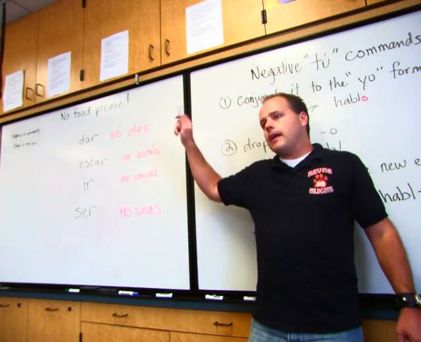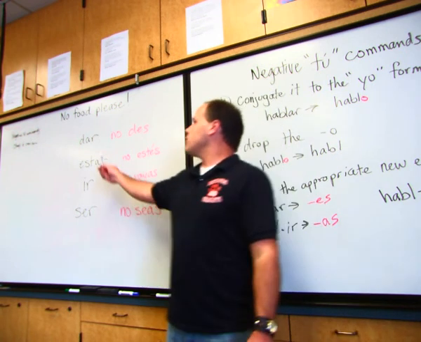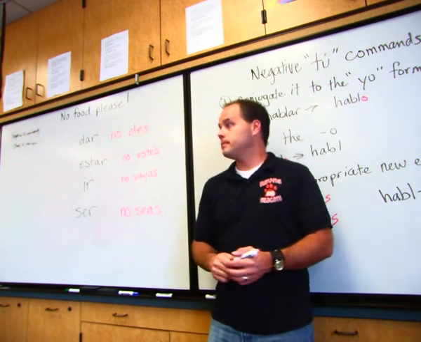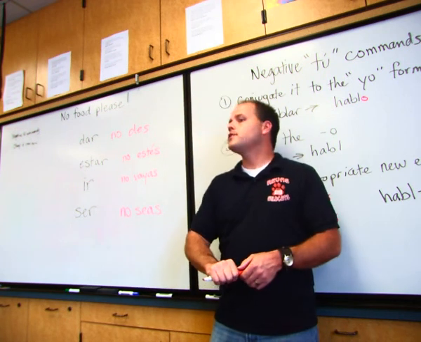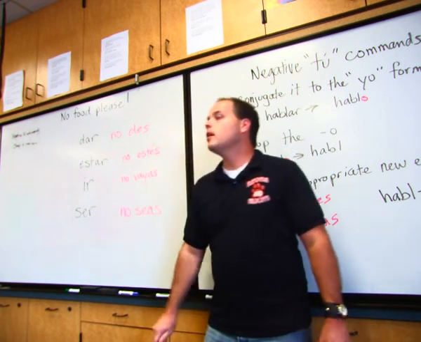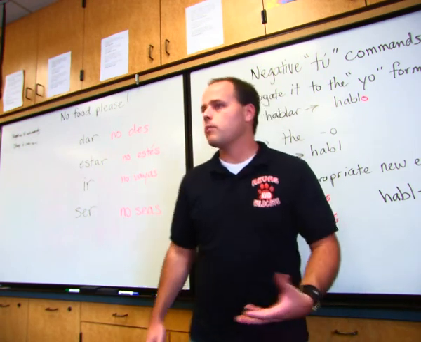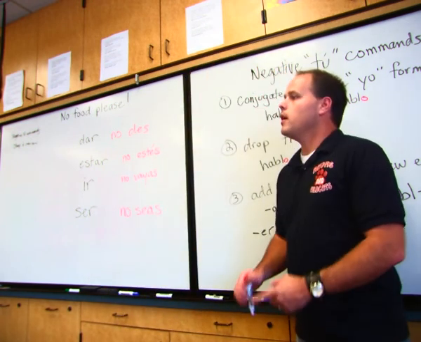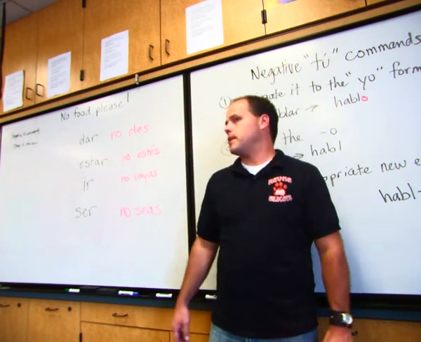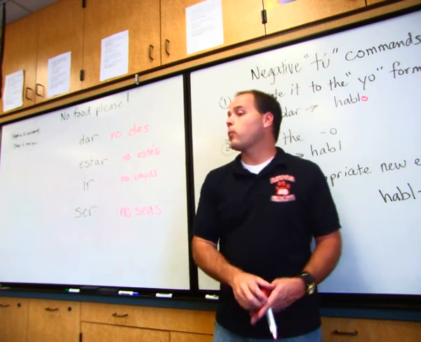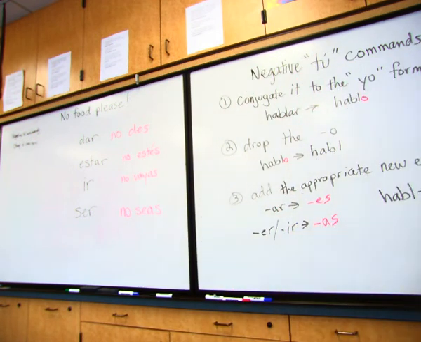Now, some of these might look like they shouldn't be irregular, but what is the yo form of dar? Doy. What's the yo form of estar? Estoy. What's the yo form of ir? Voy. What's the yo form of ser? Soy. It's because the yo forms end in oy at the end instead of just the o. And so instead of trying to categorize them in another category with yo forms ending in oy, they just consider them irregular. Are there any questions about that? Okay, we are done.